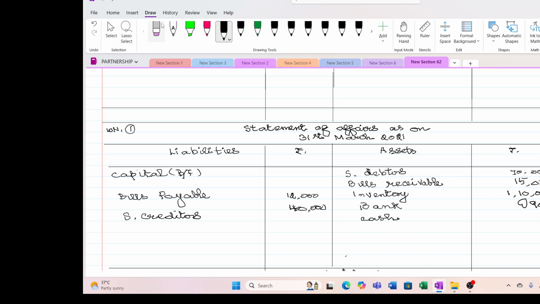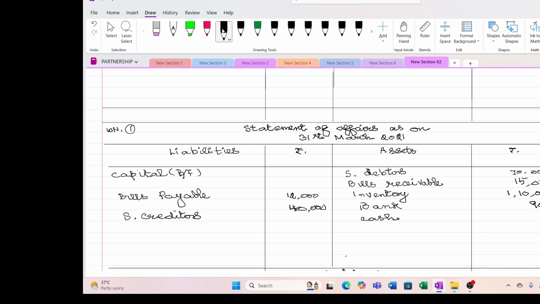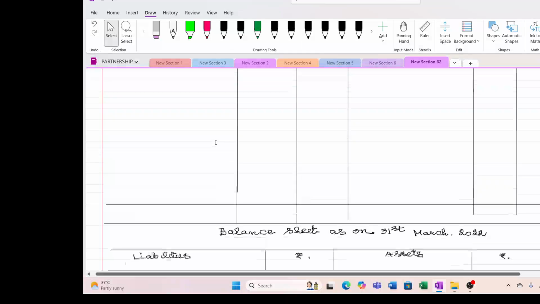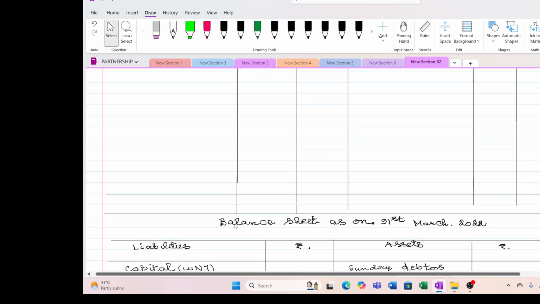Okay, 90,000. So I wrote it on the other side. Okay, cash is 5,200. So don't forget to post the opening stock in your trading account. That is 1,10,000. Okay. So now we are going to post all the closing balances.